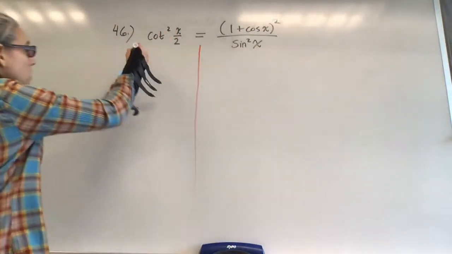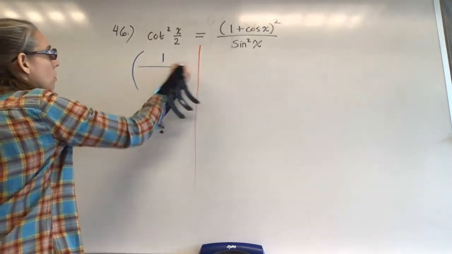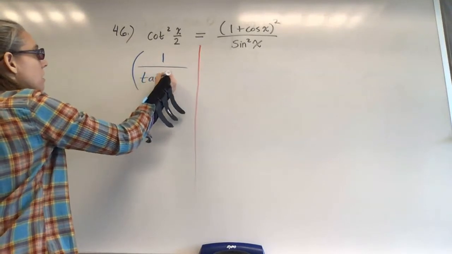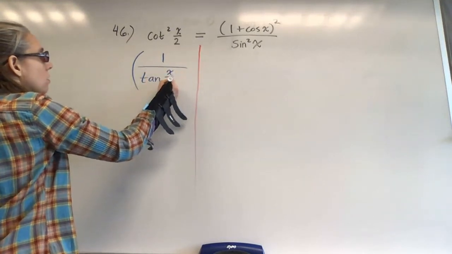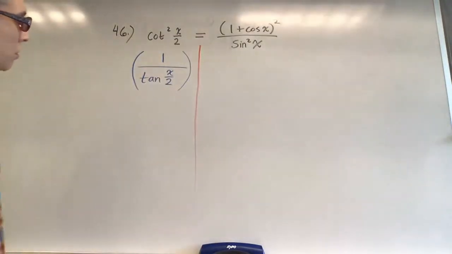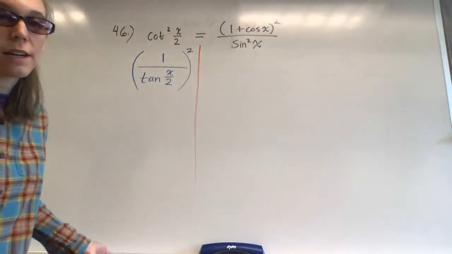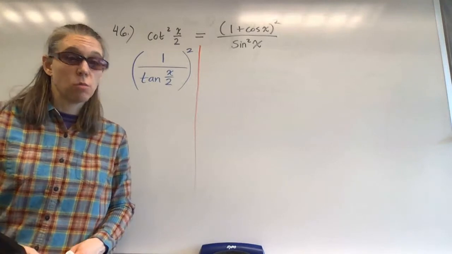Well, what we will do is we will rewrite this as 1 over tangent x over 2, and I can either put the squared on the outside or I could put the squared here. I have to make that choice. I'll go ahead and put it here. I don't know which one is going to be more effective.